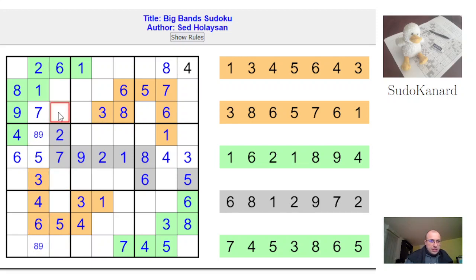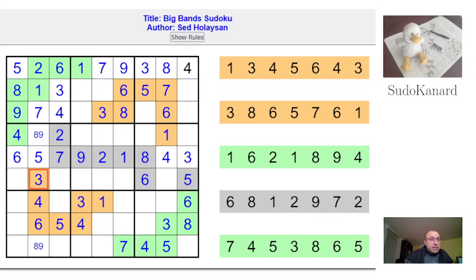Here, this is not a 3. This 5 here goes there. So that's 3 and 4. Here I need 7. I need a 3, so it's here. 7 and 9, because there's this 7 at the bottom.